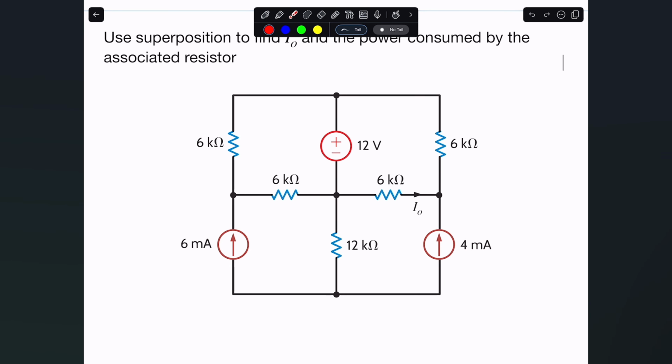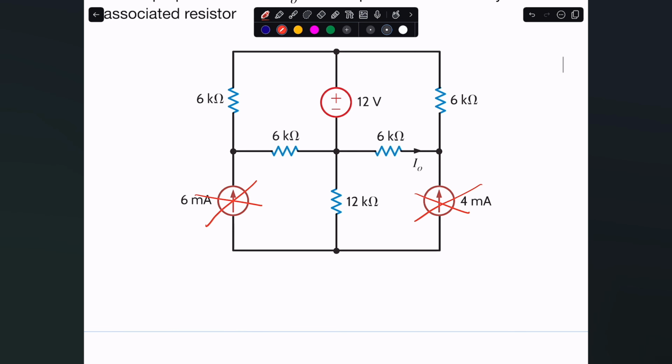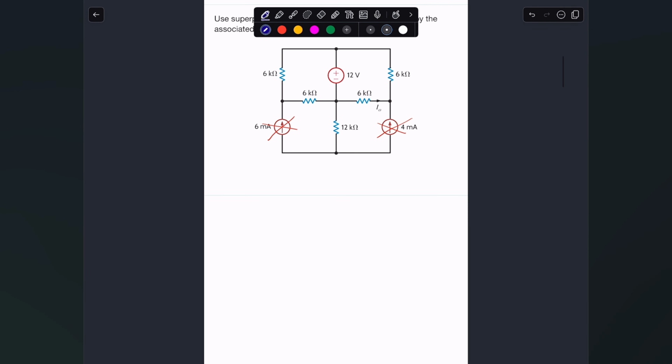First, I will turn off this source. Let me highlight which sources I'm going to turn off: this source and this source. Let me redraw the circuit that results after turning off these two current sources. We have the 6 ohms here, and the voltage source here because this source stays on. This is a 6 ohms, another 6 ohms here, and another 6 ohms here.